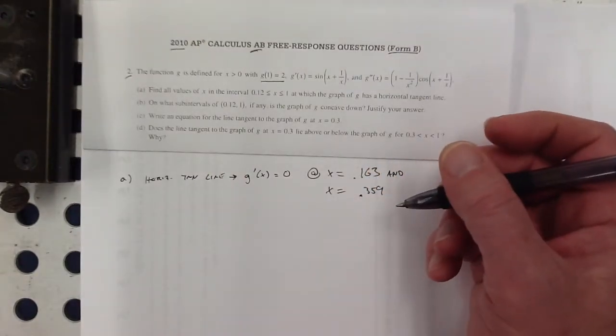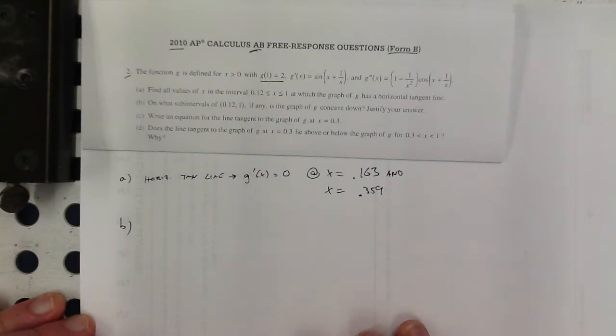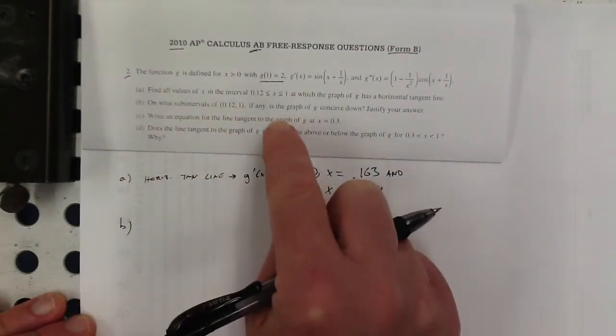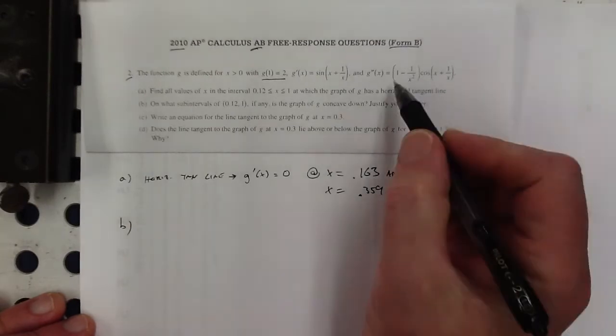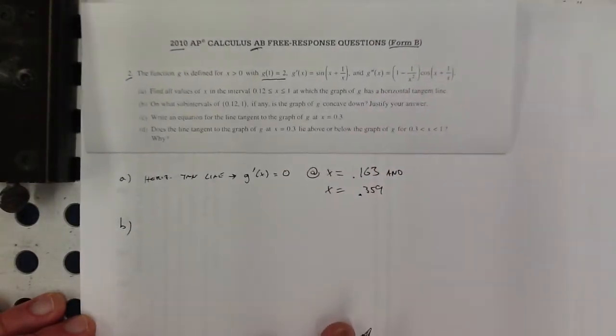Alright, that was pretty easy. Just finding where the derivative is equal to 0 with your calculator. Part B, on what subintervals of that same one that we just looked at is the graph of g concave down? There's 2 ways to do that. You could actually graph the second derivative and then look for where it's negative.